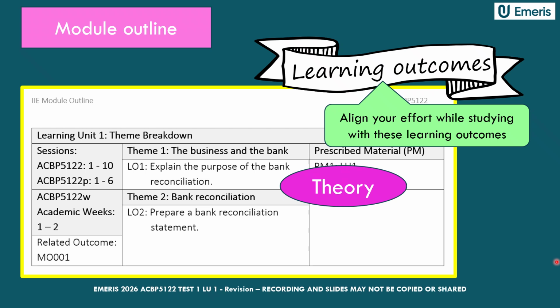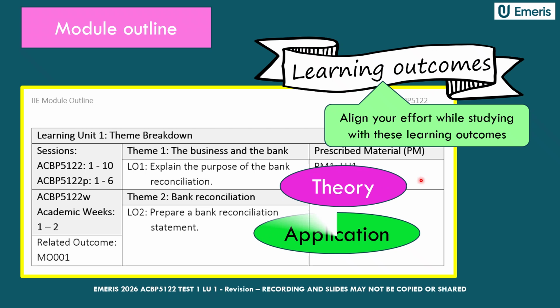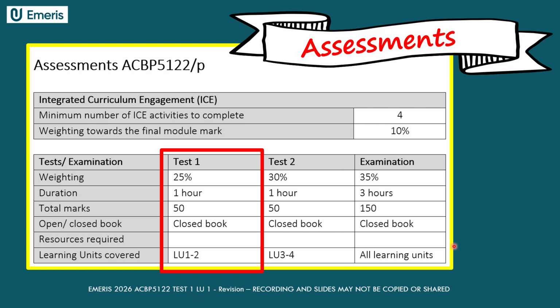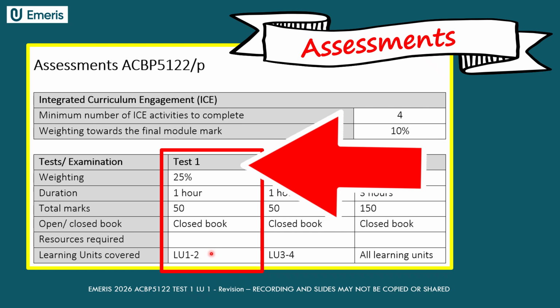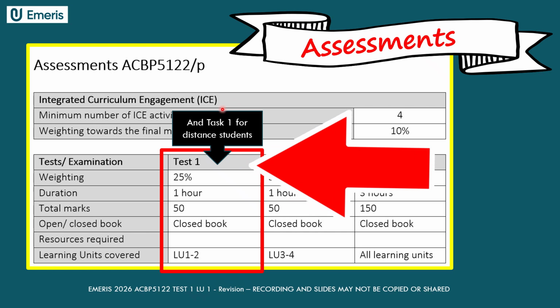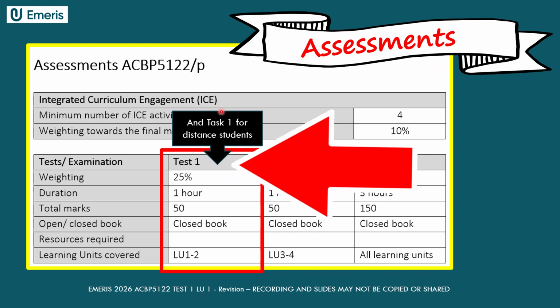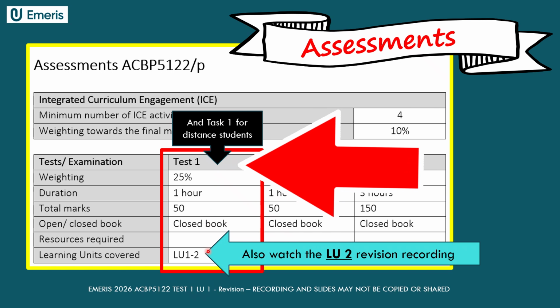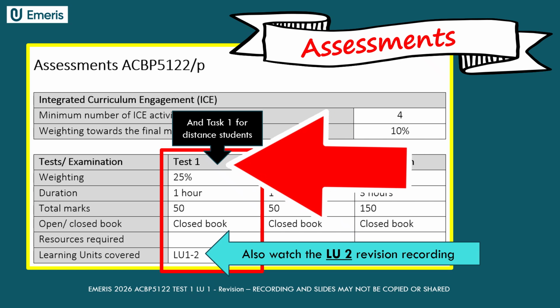Now, the learning unit outcomes are divided into two broad categories. First up, we want you to know your theory, and secondly, you need to be able to complete application questions. This learning unit forms part of your first semester test. And this first semester test is covering Learning Units 1 and 2. And if you are a distant student, then this will be what will be covered in your task number 1. There is also a second video that will help you to revise Learning Unit number 2.